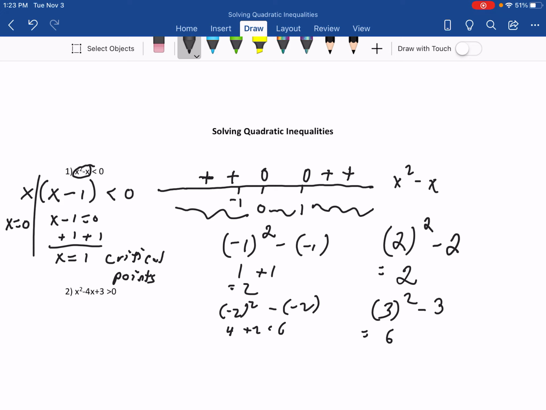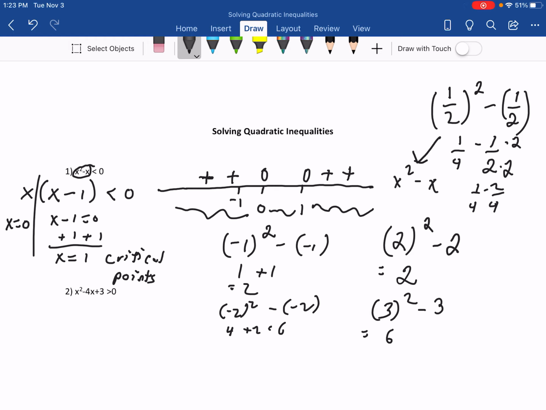We also have to test between 0 and 1. So I'm going to try 1/2. Again, I'm just plugging 1/2 into there. So 1/2 squared, 1/2 times 1/2 is 1/4, minus 1/2. Multiply this by 2 over 2, so we got 1/4 minus 2/4, which is negative 1/4. Okay, so in between 0 and 1, it's negative, which is what we want.